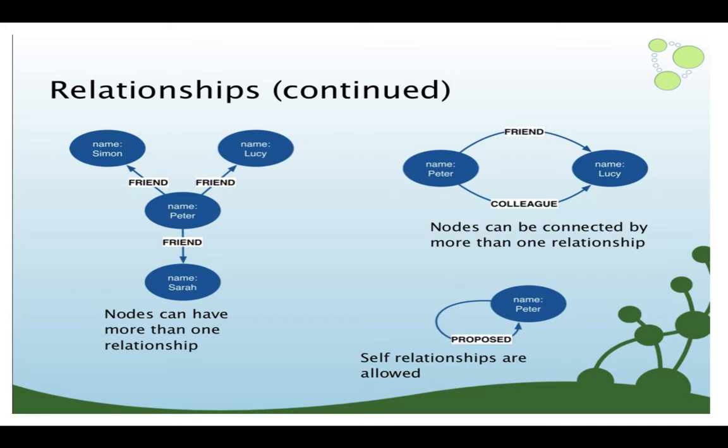Nodes can have more than one relationship. Nodes can be connected by more than one relationship. Self relationships are allowed. So these are the multiple types of relationship which you can create between the nodes. You can give multiple relationships between nodes. You can also give a self relation to a particular node.